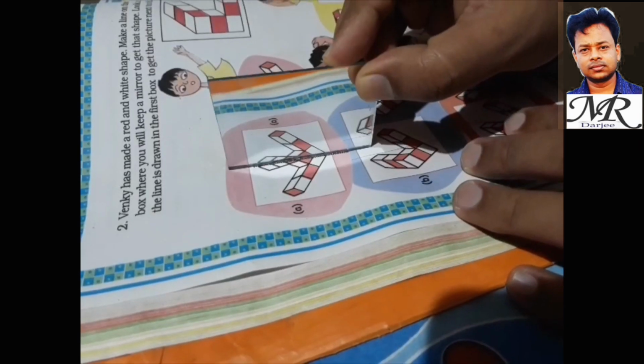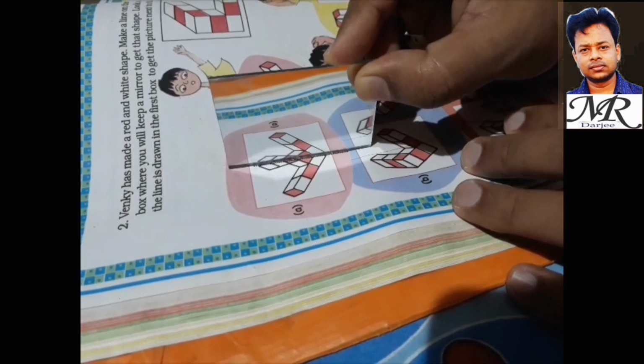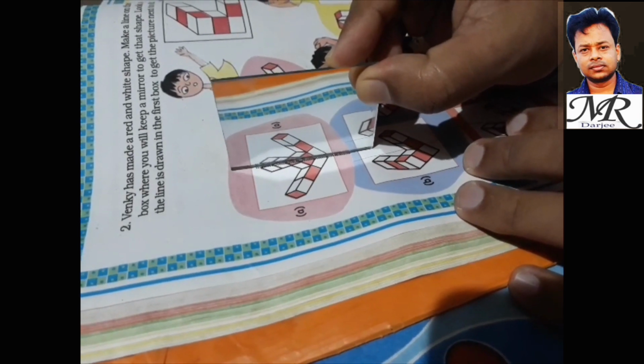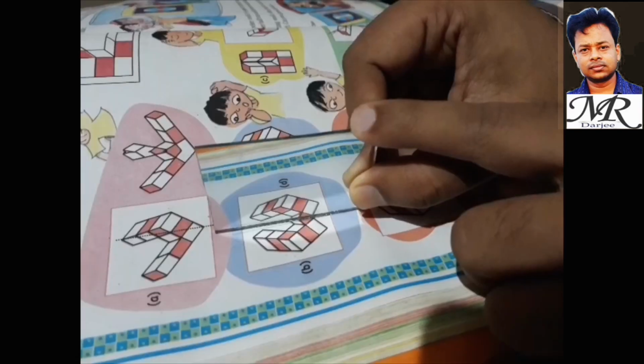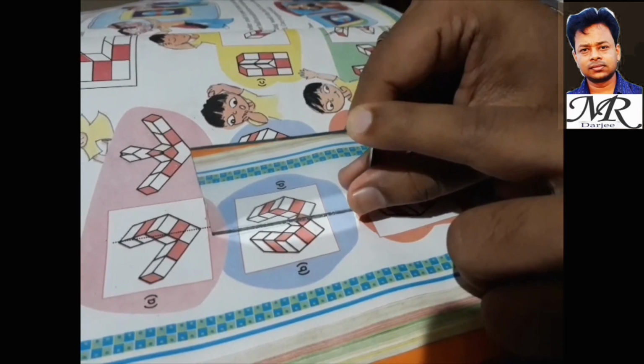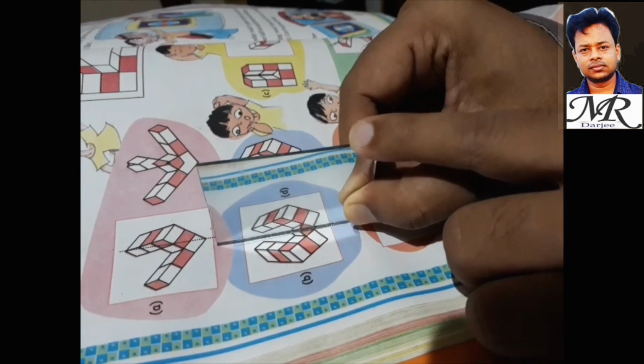Make a line on the white box where you will keep a mirror to get that shape. Look at how the line is drawn here. Let us keep a mirror on the next shape.